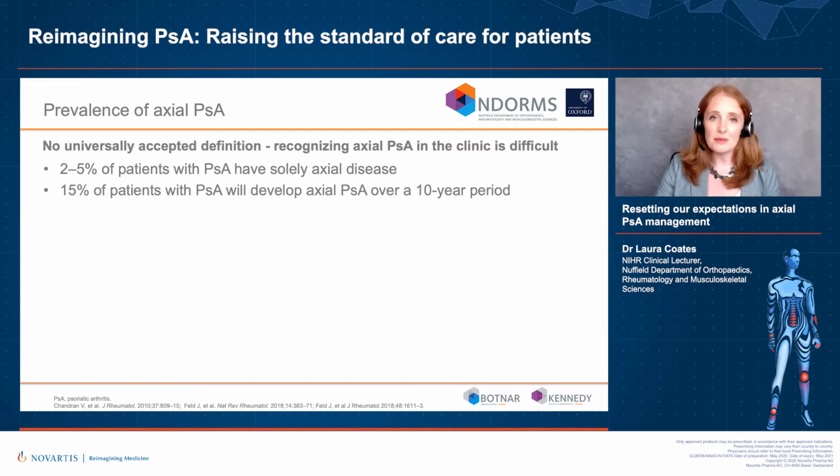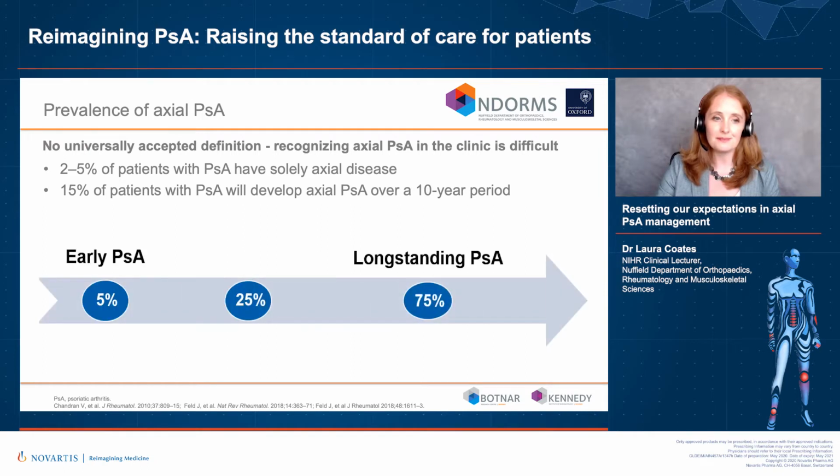We know from follow-up studies, this time done in Canada, that around 15% of patients will develop axial disease, and the diagnosis of axial disease seems to go up with longevity of disease. So over a 10-year period, we see an increasing prevalence of axial involvement. And in long-standing psoriatic arthritis, depending how it's defined, we may see quite a high proportion with some suggestion of axial involvement.